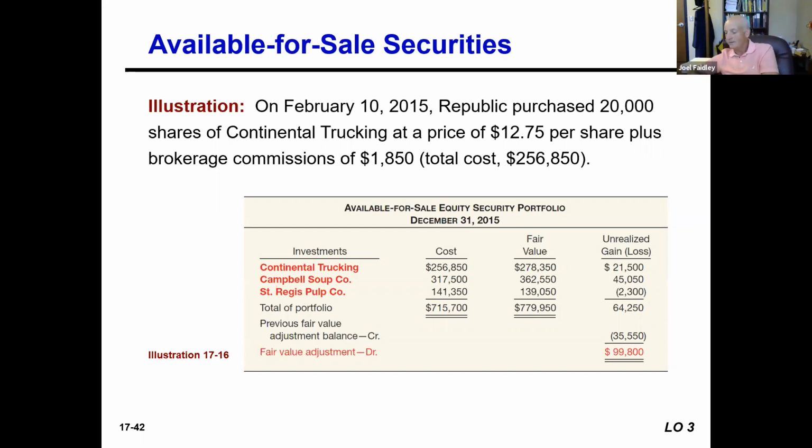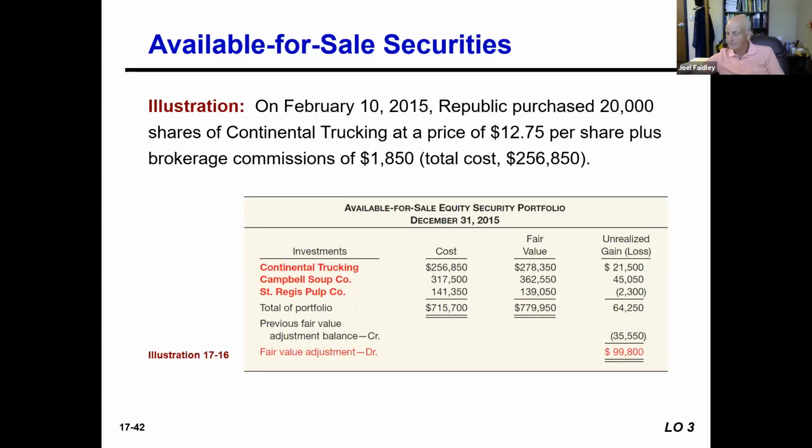We're going to make an entry for what's there in the red, right? We're going to debit fair value adjustment for $99,800. And that will make the $35,550 be $64,250. Because that's my trial balance. Trial balance is what I circled in red, the previous period, and then where my trial balance needs to be in the current period. We always think we make entries and then see what our balance is. A lot of times in accounting, you figure out what the trial balance should be, and then you make a journal entry to make it be that balance. And that's what we're doing here.